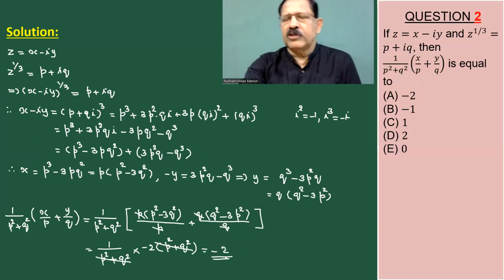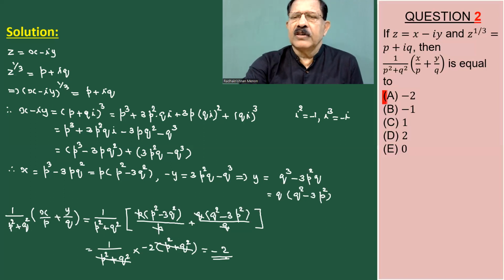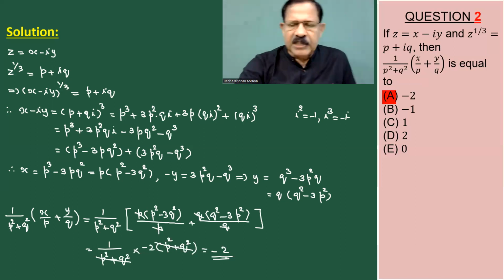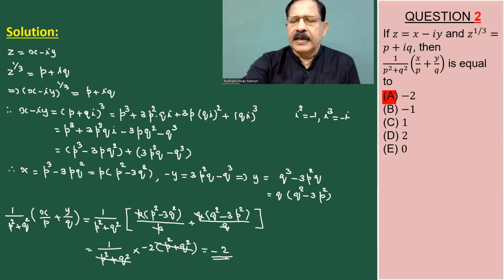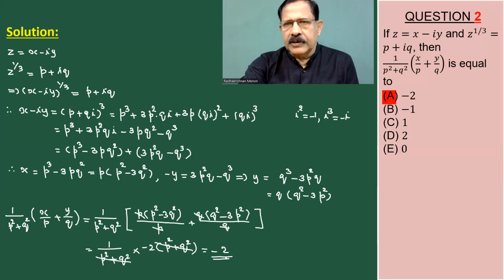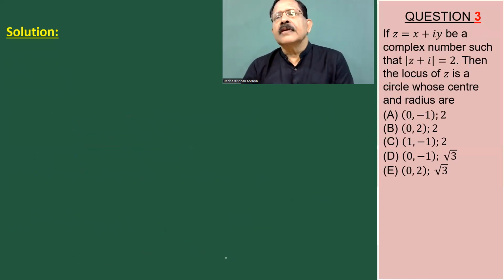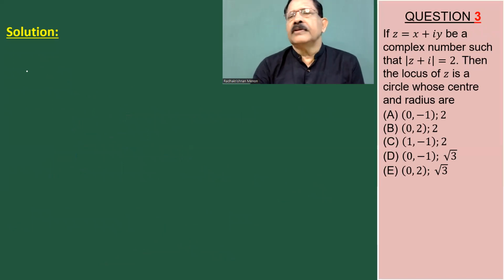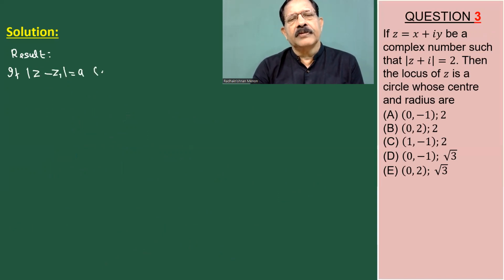Simplification is a little time consuming. Be careful, because we are wasting time on simplification. If you waste more time on simplification, then we will be in trouble. Okay. Now let's go to the next question. It's rather easy, provided you know the result. What result? Now, if mod (z minus z1) is equal to a, definitely a must be positive.